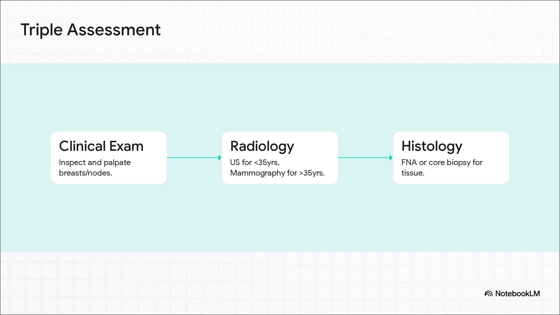Step 2 is radiology. Now notice the strict age stratification here. For patients under 35, ultrasound is preferred, simply because young breast tissue is just way too dense for effective mammography. But for those over 35, we use mammography, and that's often combined with an ultrasound. Finally, step 3 is histology, or cytology, where we secure tissue through a fine needle aspirate or a core biopsy. You absolutely must complete all 3 of these steps to safely separate benign conditions from malignant ones.